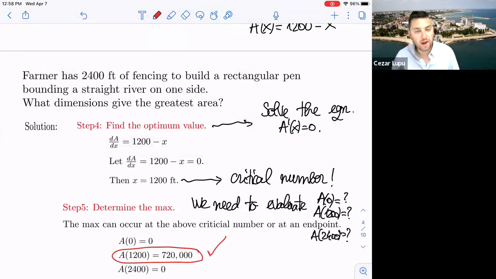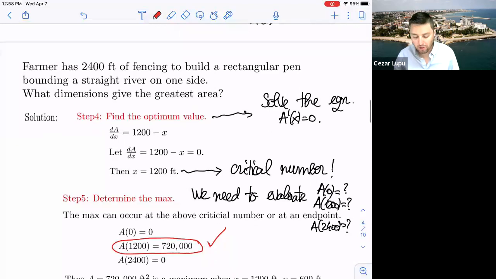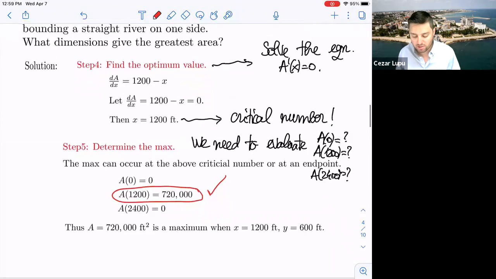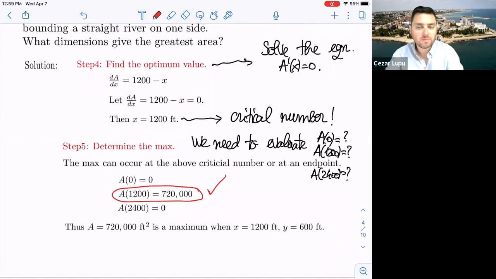And when is this attained? Well, the maximum area is 720,000, right? So it is attained when x is 1200 and y is 600 feet, right? All right, great. So that's the problem. This is how you deal with these kinds of problems. Let's see, do you have any questions so far? Is it clear what we did? I bet it is clear, crystal clear, huh?